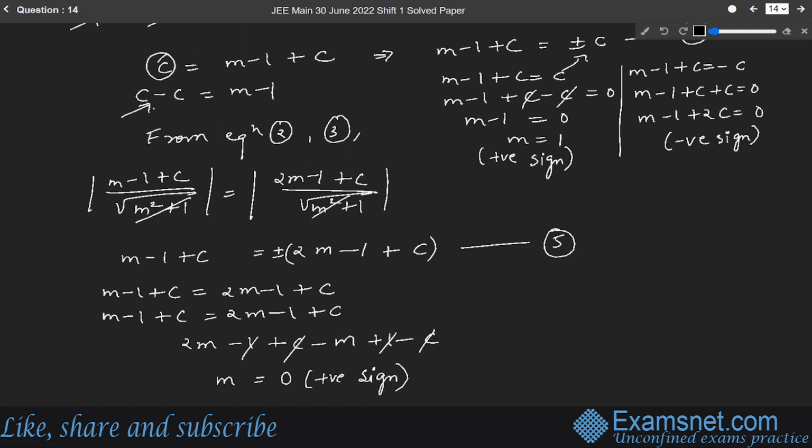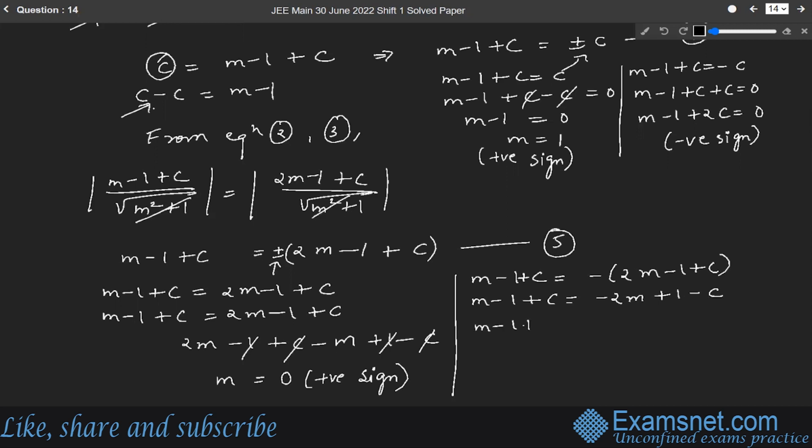Okay, now let us take the negative sign here. If we take negative sign here, we get m minus 1 plus c is equal to minus of 2m minus 1 plus c. So it will be m minus 1 plus c is equal to minus 2m plus 1 minus c. Okay. So now let us take all the terms on one side. So it will be m minus 1 plus c plus 2m minus 1 plus c is equal to 0.